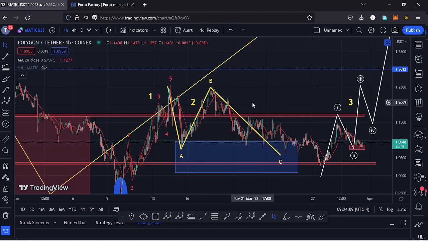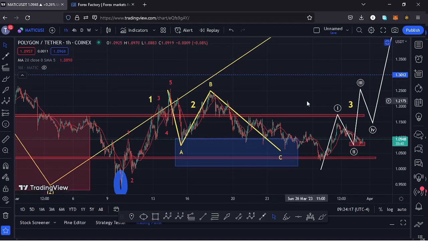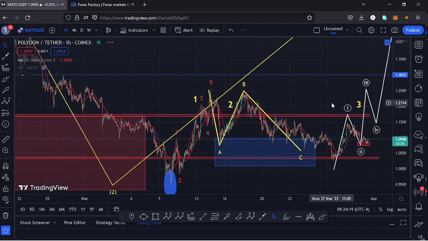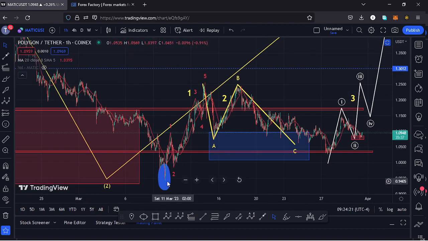And in this video I only want to focus on the short-term scenarios that I'm expecting to play out here on the Polygon Matic chart. And before I do so, it's good I give you a recap of what has been happening since we made our low at around the $0.9445 mark, in what I'm terming as the low for this larger Elliott wave count 2 to the lower side.